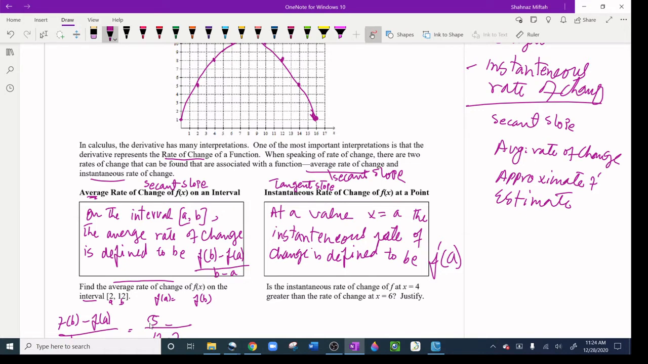So this is what I got. 8 subtract 5 is going to give me 3, and 12 subtract 2 is going to give me 10. So my slope is 3 over 10.